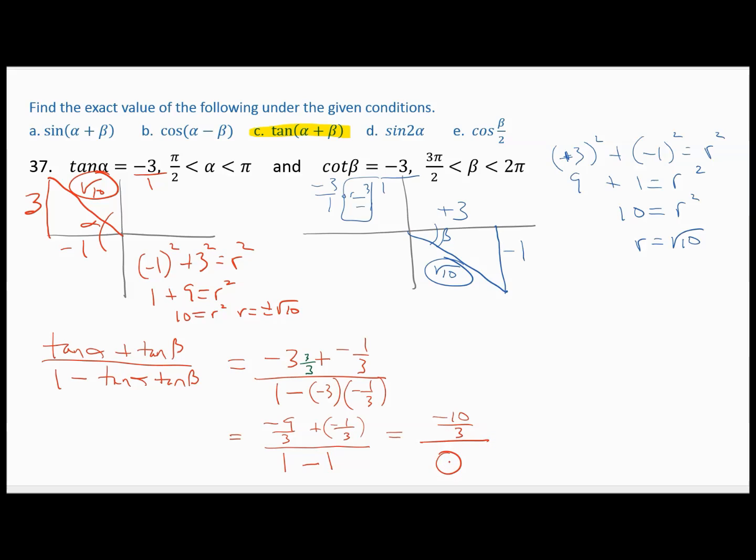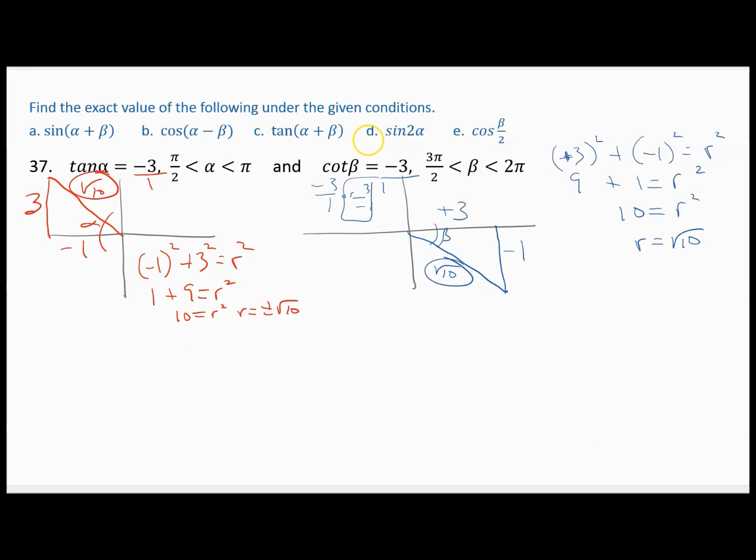What does that mean my answer is? Well, it makes me want to check my numbers again and make sure it's right. But the answer is undefined. I guess it does happen, right? The answer is undefined whenever you divide by 0. All right, so what I want to do is clear this out and then work on sine of 2 alpha and then cosine of beta over 2. All right, so next we're going to do D, sine of 2 alpha.